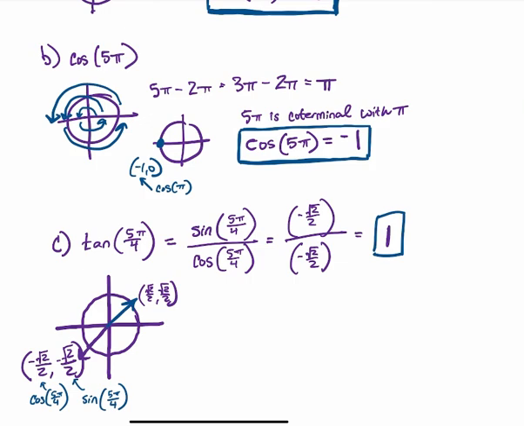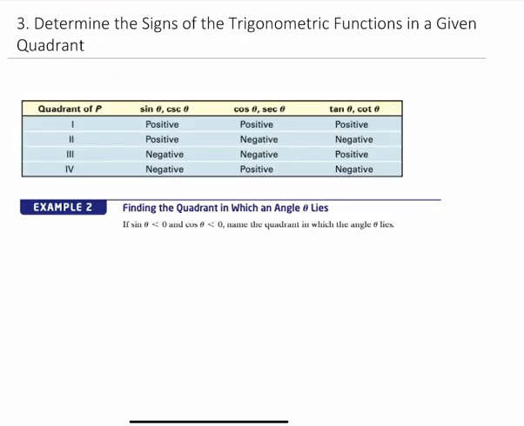All right, the next section is about the signs of the trigonometric functions in a given quadrant. And by signs, we mean like if it's positive or negative. I know it's unfortunate because we're using the term sine for the trig function, but here we're talking about the positive negative sign, SIGN.